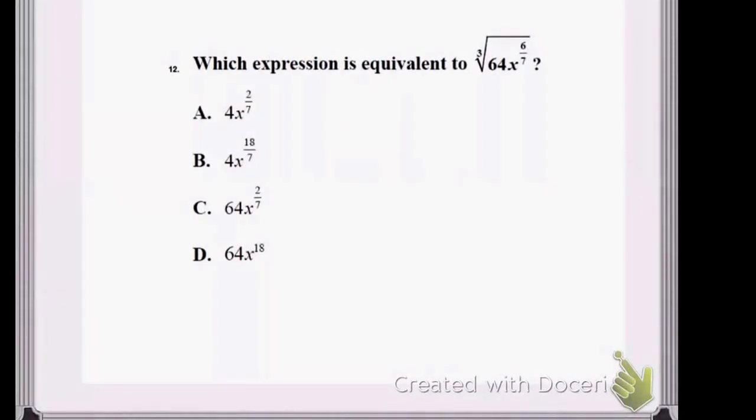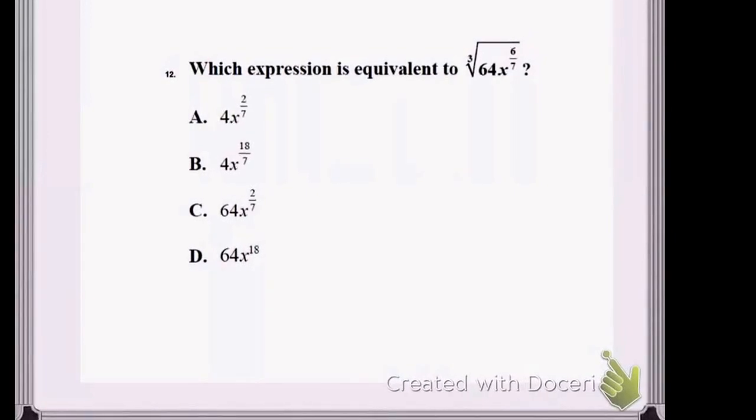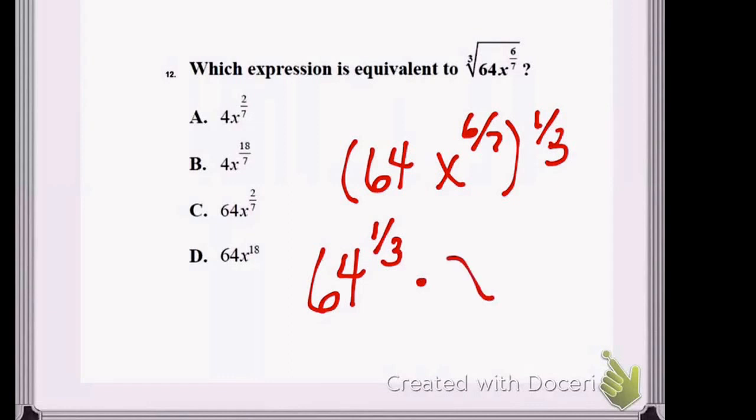Which expression is equivalent to the cube root of 64x to the 6/7? All right, so you want to make sure that you go ahead and write that in exponential form. So that would be 64 x to the 6/7 to the 1/3 power. So distribute your 1/3, so 64 to the 1/3 power times x to the 6/7 times 1/3.